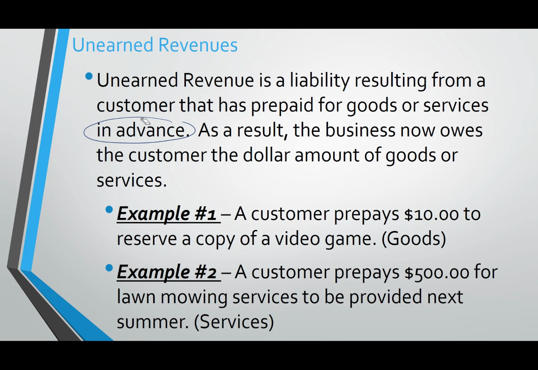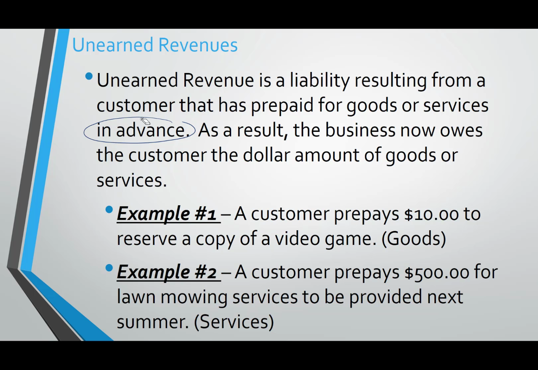You can see both goods and services. Example 1, a customer prepays $10 to reserve a copy of a video game, and that would be where you'd be prepaying for goods in advance. So if you went to GameStop or some type of store that sold video games and you could pre-order a video game, basically that money that you give to them to put in that deposit for that game is unearned revenue to them. They have not yet provided you the actual good yet. And obviously you have to pay the balance that you owe when the game comes in and you pick it up.